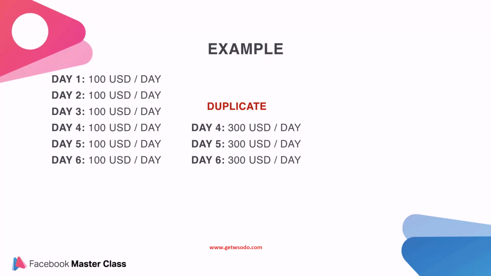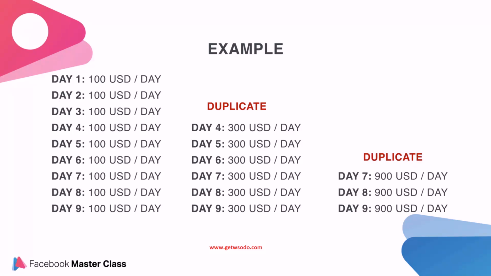Then let's say we're waiting 3 days again. After day 6, we see all campaigns or ad sets are still profitable. So we can duplicate the ad set again and then adjust the budget one more time by another 300%. So then starting on day 7, we have a third ad set live up and running, and it's spending $900 per day. So after day 9, we ended up with a total of $1,300 daily ad spend, and we have 3 ad sets up and running.